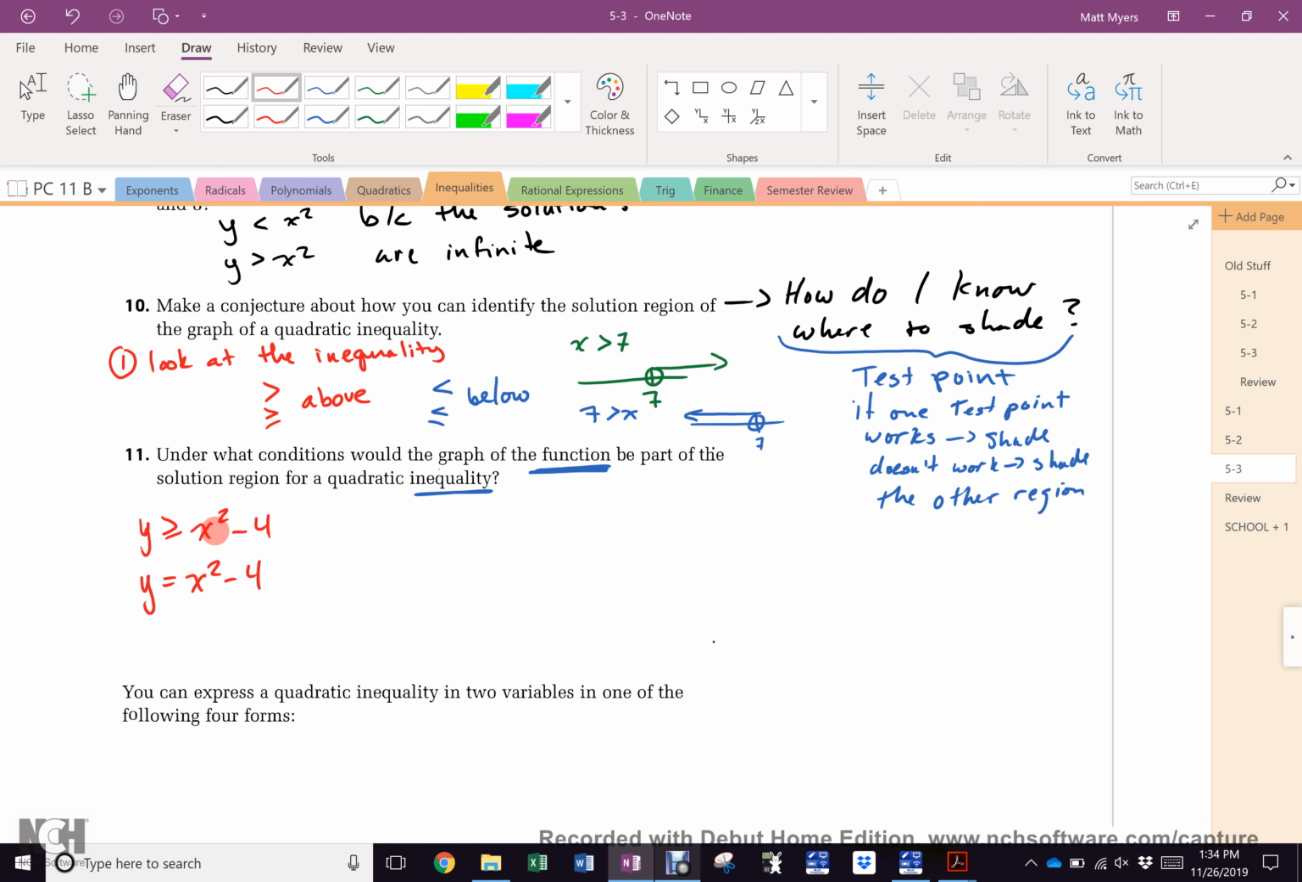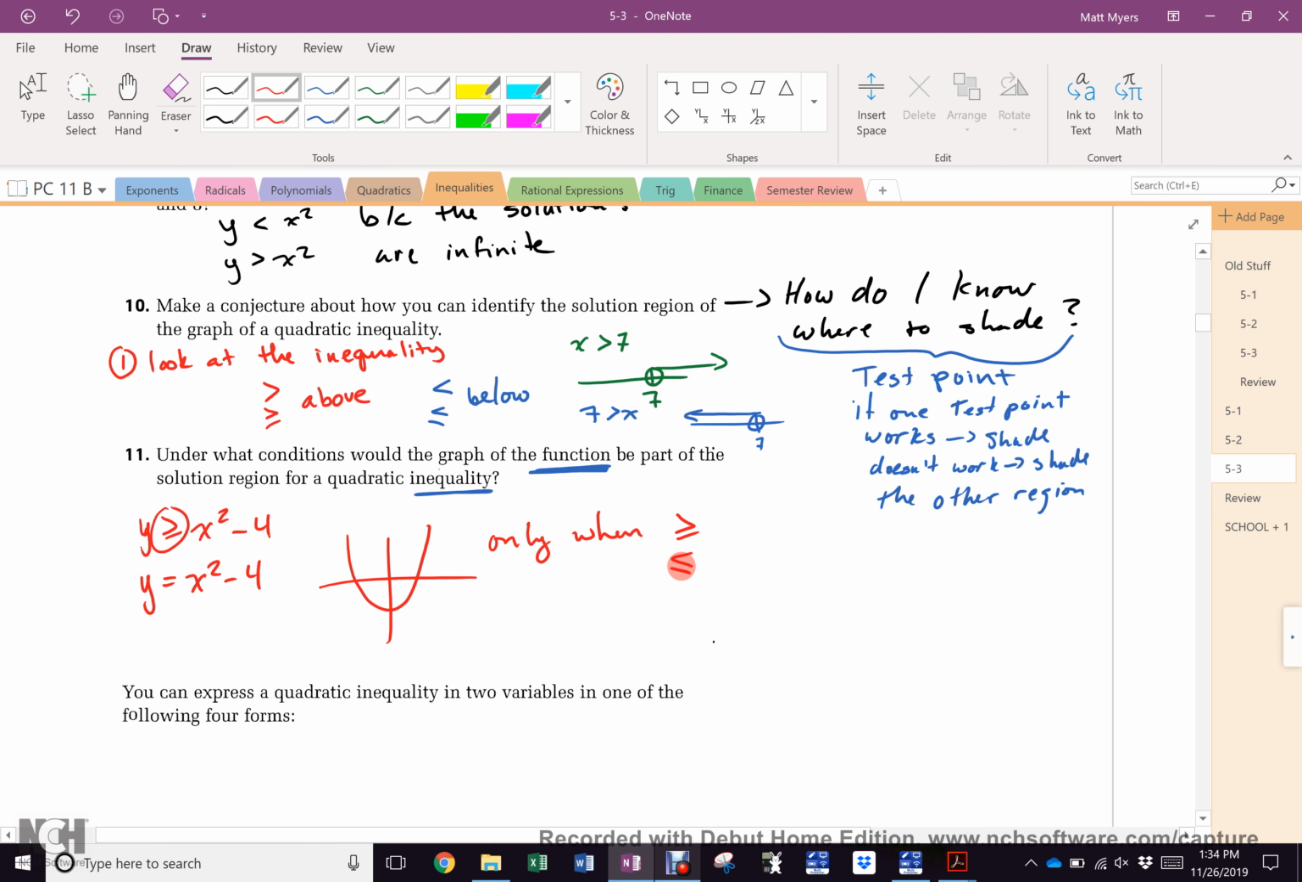Pardon me? That's this graph, yes? Okay. Henry? Right. That's what I need. I need that equal to. Right? So, under what conditions does the graph work? Only when it's greater than or equal to or less than or equal to.